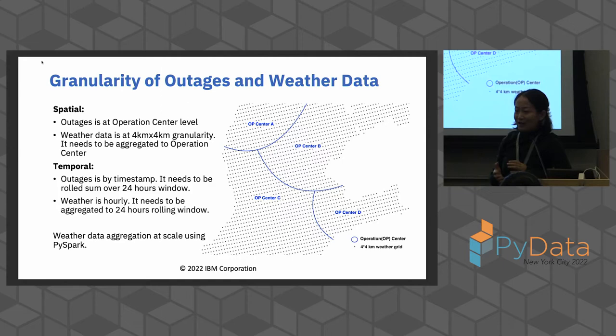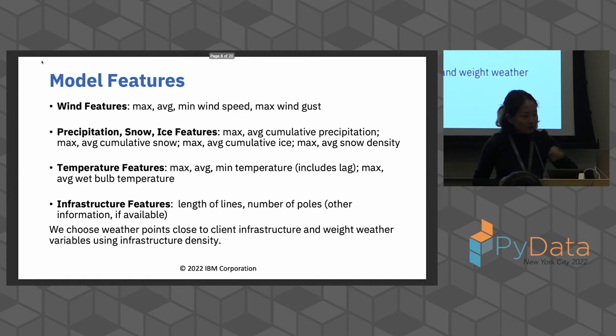So these are the features we used mainly in the model. Wind gust is the most important feature because a short but strong wind gust can bring down vegetation. And if the vegetation happens to be located close to a power line or to a power wire, if the vegetation falls on that infrastructure, it will cause outage damages.